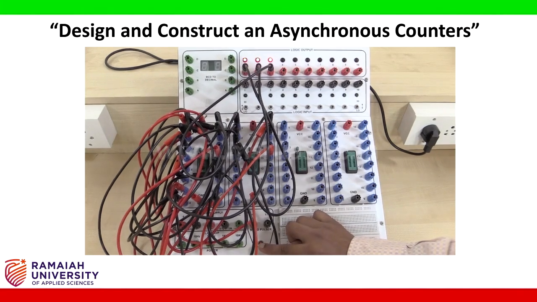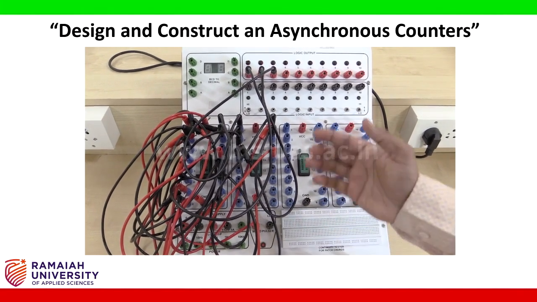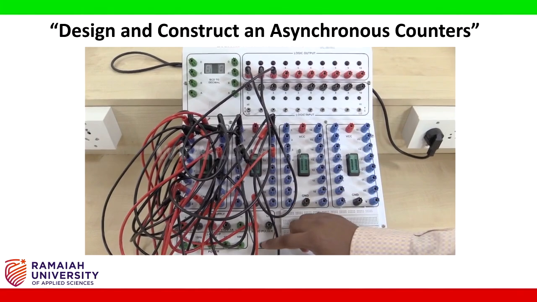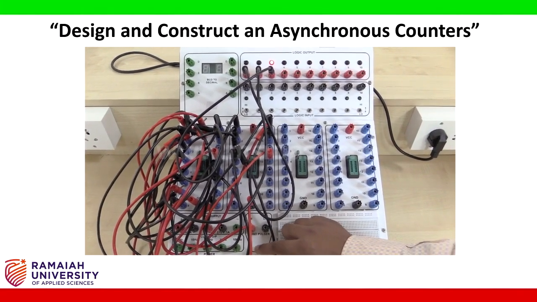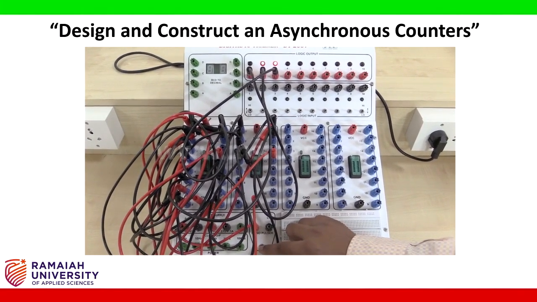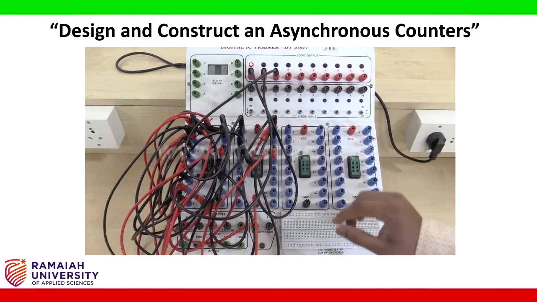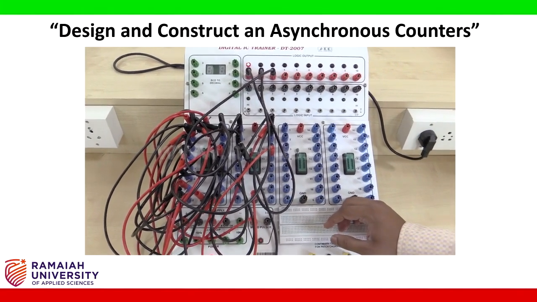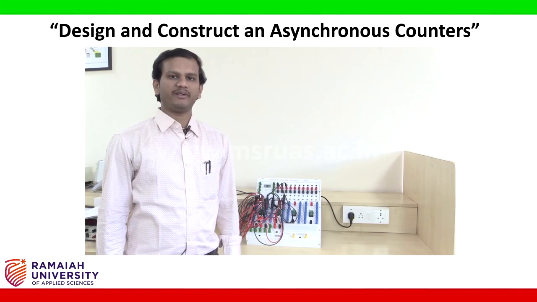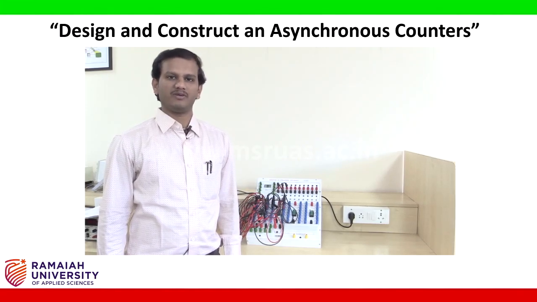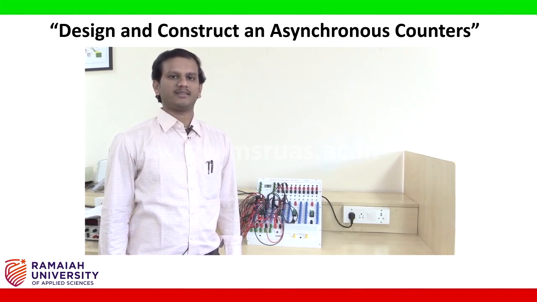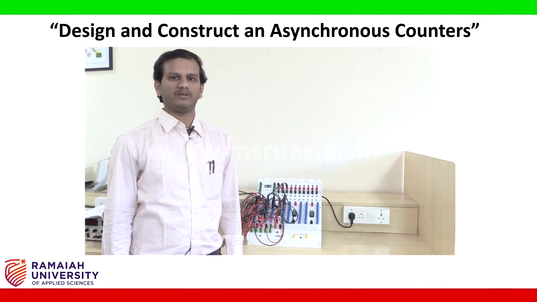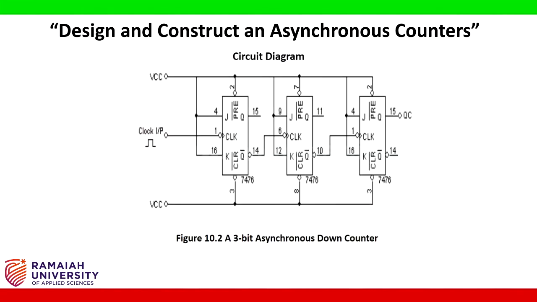Again if I press the clock pulse it will come back to the 0 position. So again it will repeat. So this completes the 3-bit asynchronous up counter. Now let us construct a 3-bit asynchronous down counter as per the given logic diagram.